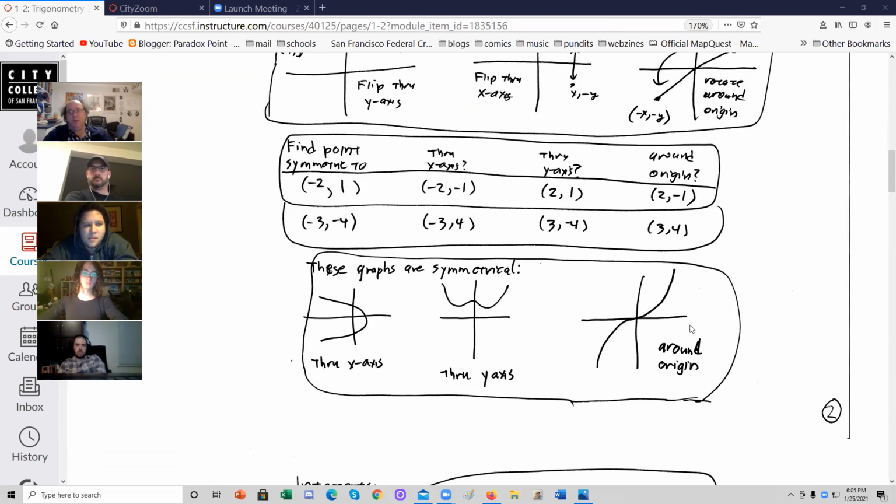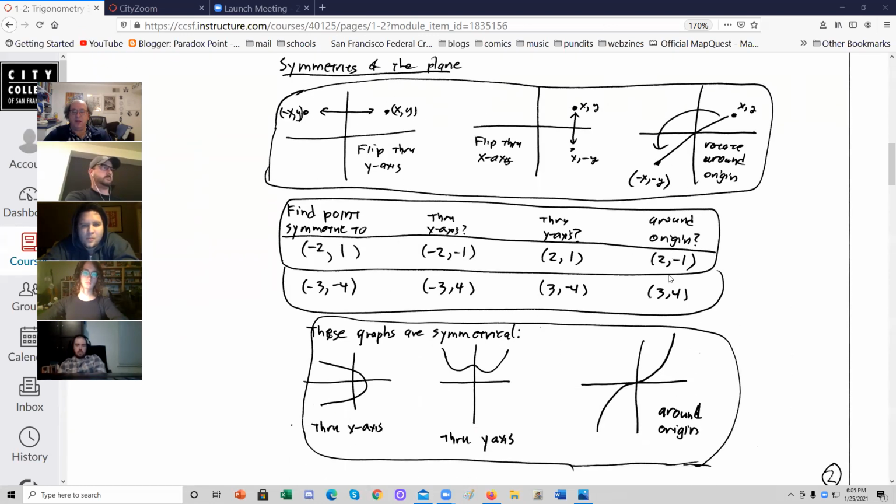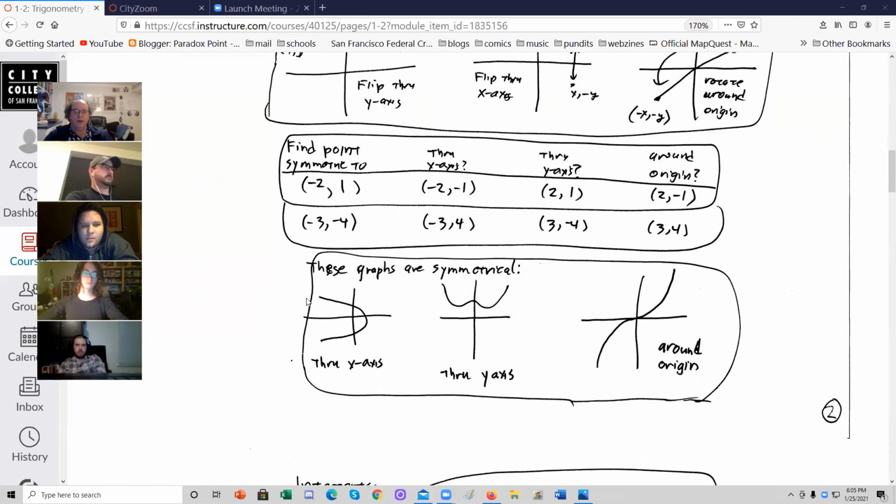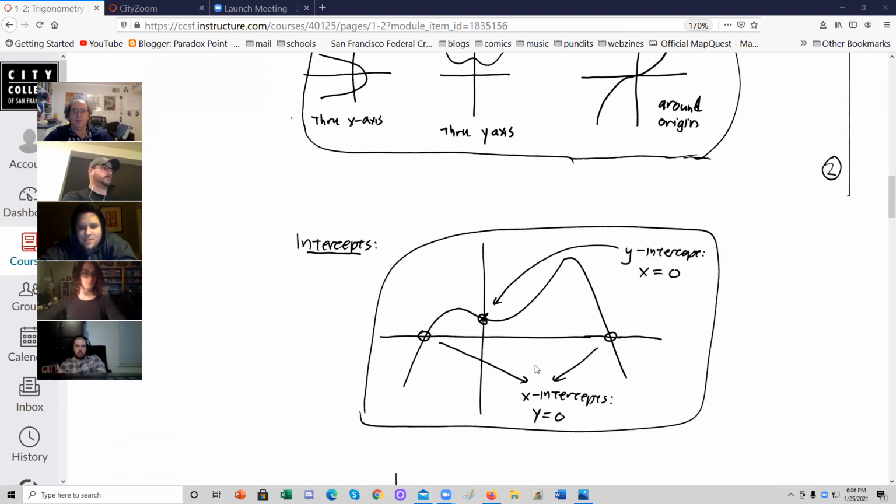Now, not only can points be symmetrical through the axes and the origin, so can a graph. Here's a graph which is symmetrical through the x-axis. For any point (x, y) on here, there will be another point (x, -y) also on this. This graph is symmetrical through the y-axis. So if (x, y) is on the graph, so is (-x, y). This graph is symmetrical around the origin. So if (x, y) is on the graph, so is (-x, -y).